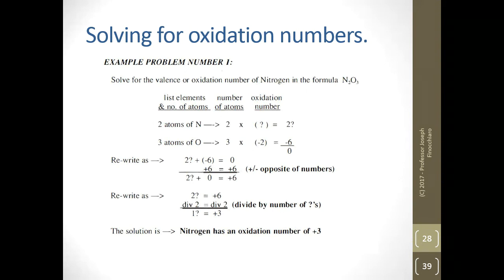So it starts with: solve for the valence or oxidation number of nitrogen in the formula N2O3. First thing, list the element's number of atoms. I have 2 atoms of nitrogen, 3 atoms of oxygen, and I multiply that by an oxidation number. Well, in this case, I know that oxygen is -2, but I don't quite know what's going on with nitrogen. So they just write that into a formula. This is pretty much basic algebra.